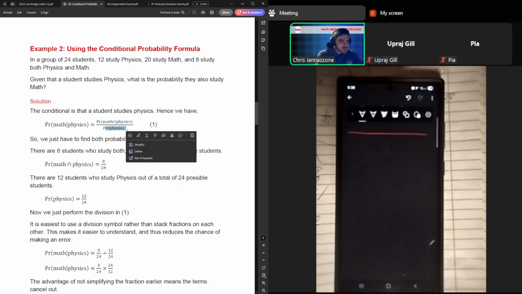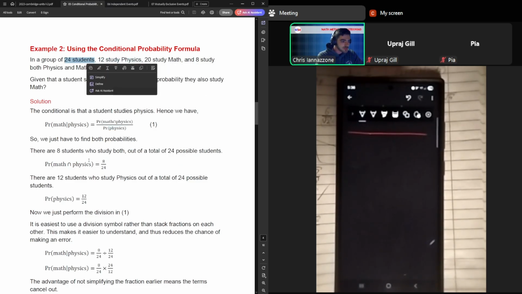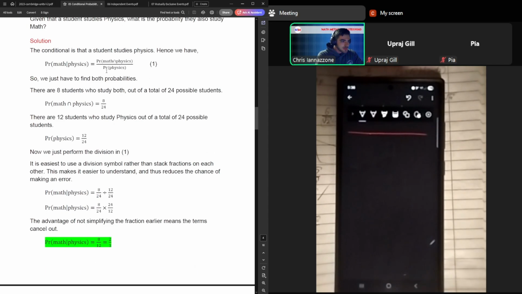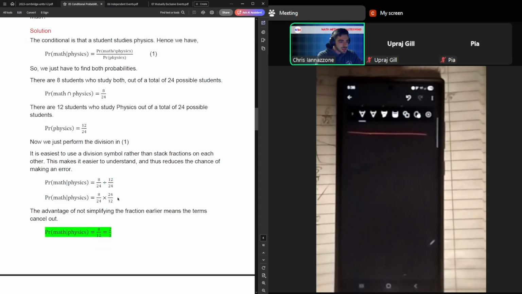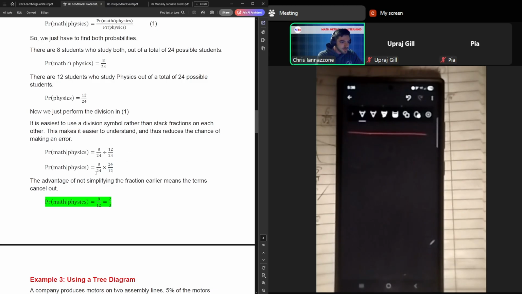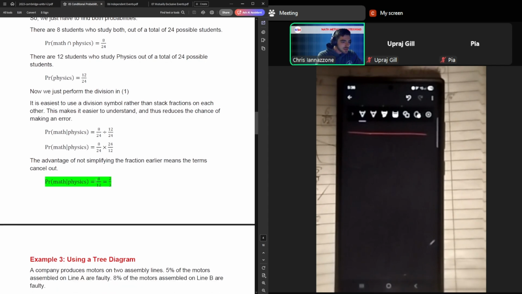Now we just need the probability of our conditional. There's 12 who study physics out of a total 24, hence the probability of physics, 12 out of 24. Now we just divide the two. Intersection divided by conditional. There's our intersection, there's our conditional. Performing that division means flipping that division sign into a multiplication and then flipping the fraction. And as you can see, as I pointed out before, denominators are pretty likely to cancel out, leaving this simplification usually significantly easier.